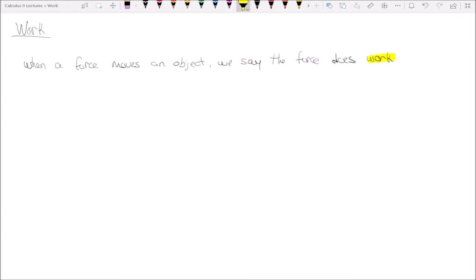In this video, we look at work. Right, so in physics, work is related to a force on an object. Specifically, when a force moves an object, we say the force does work on the object.